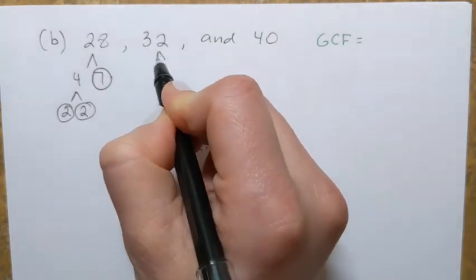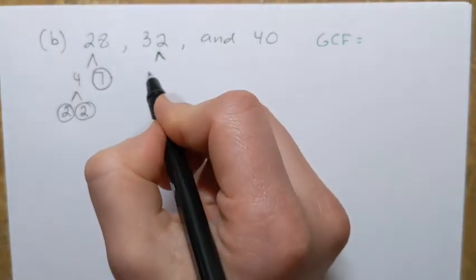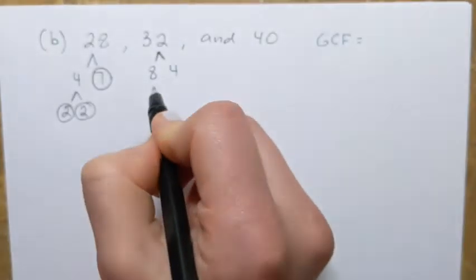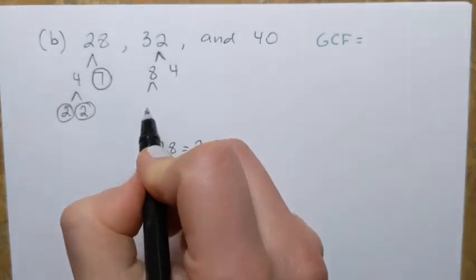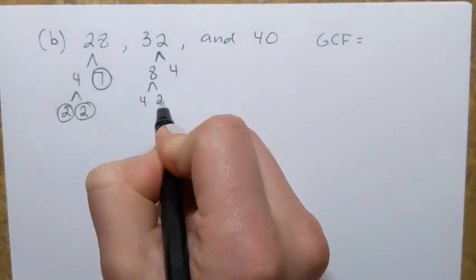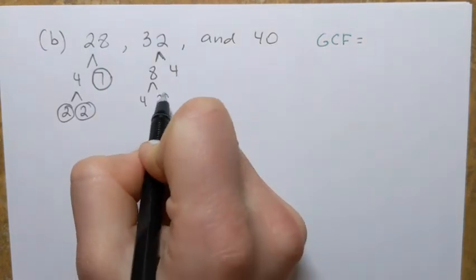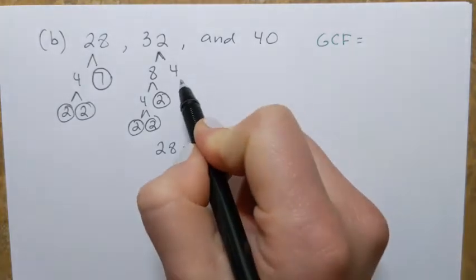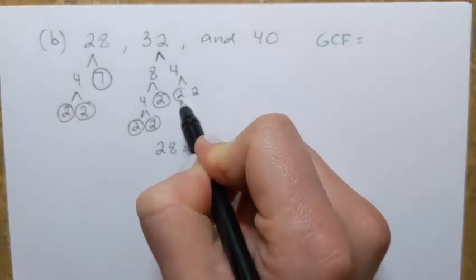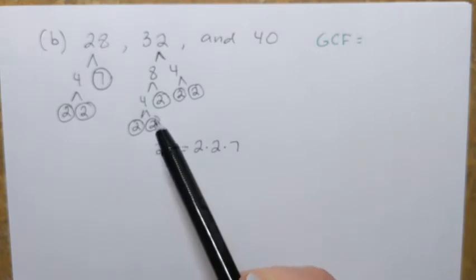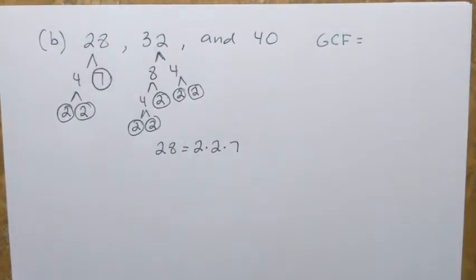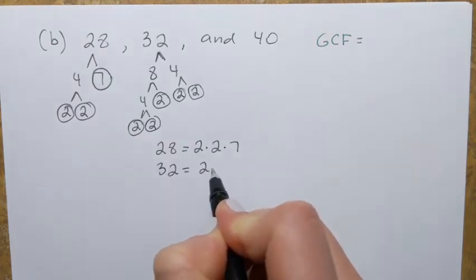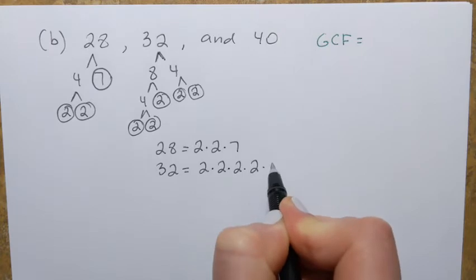Let's try 32. So 32 I can do 8 times 4. Now 8 is 4 times 2. 2 is prime, but 4 I can split further. That's 2 and 2. Those are primes. And 4 is 2 times 2, so 2 more primes. Okay, so it looks like 32 consists of 5 2's, right? So 32 is 2 times 2 times 2 times 2 and another 2.